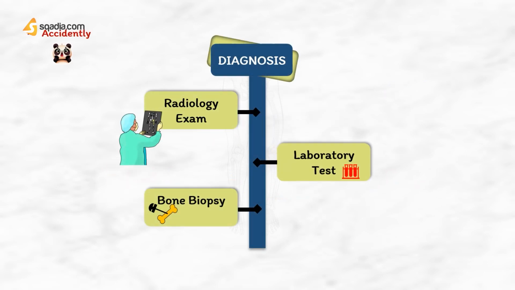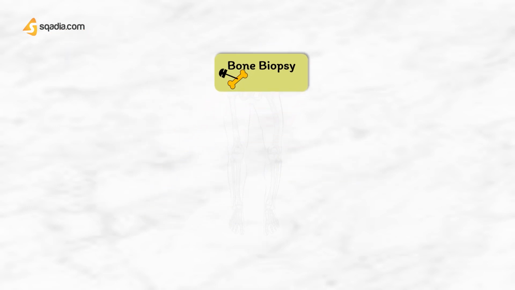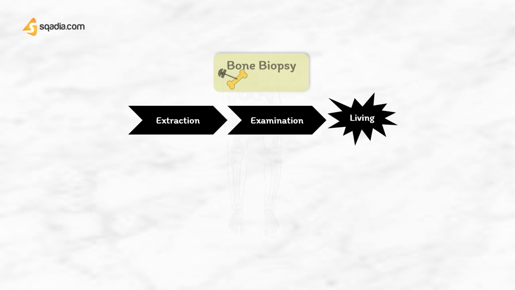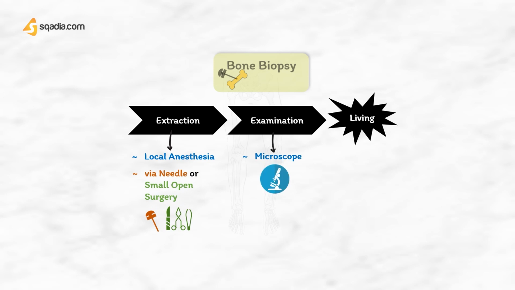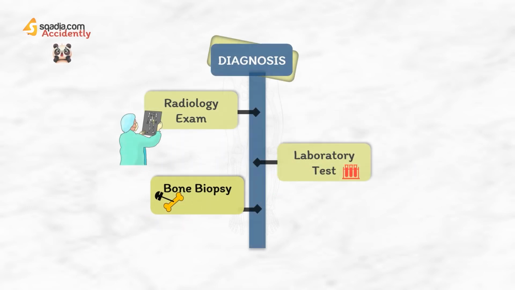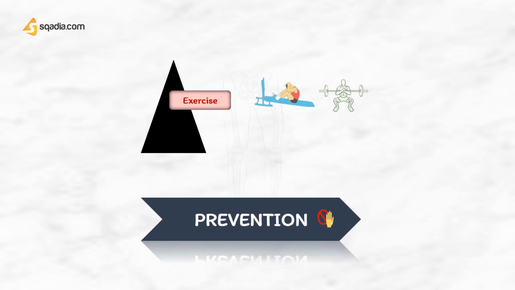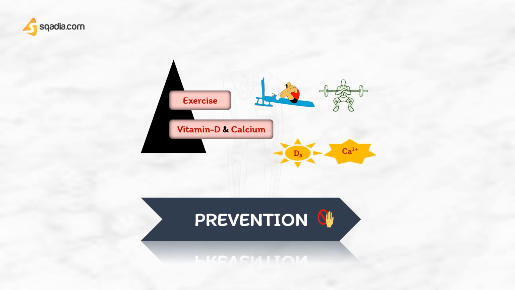Bone biopsy is the last resort for diagnosis. Biopsy is defined as extraction and examination of living cell or tissue of body for detailed analysis. In bone biopsy, a sample of affected bone under local anesthesia via needle or small open surgery is taken and examined under a microscope. It confirms Paget's disease and rules out other possibilities. You might be thinking, is there any option of prevention? Well, by opting regular exercise and a healthy diet enriched with vitamin D and calcium can maintain skeletal health.